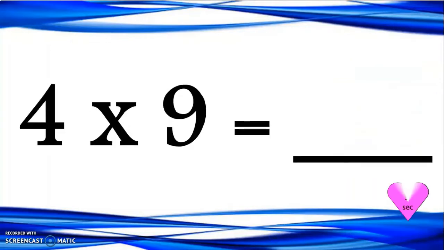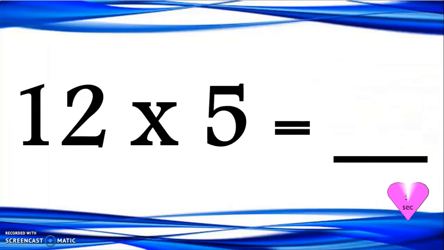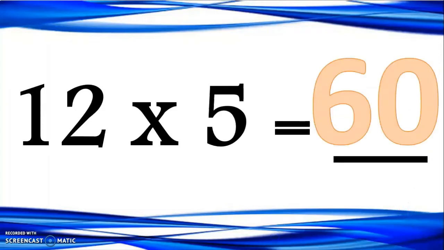Next, 4 times 9 is equal to... time's up, the answer is 36. Another one, 12 times 5 is equal to... okay, time's up, stop counting, we have 60. No need to count, you need to memorize the times table.